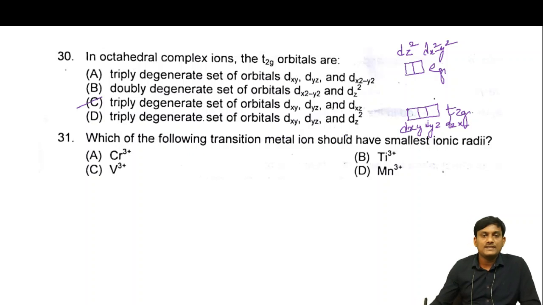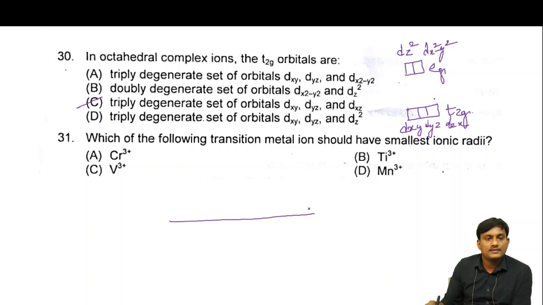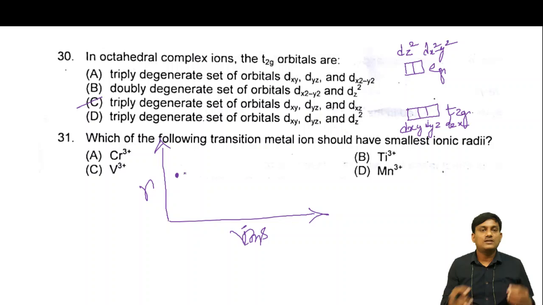Which of the following transition metal ions should have the smallest ionic radius? Suppose if you take the radius, and these are the ions. For scandium 3 plus, from left to right in the periodic table, there is a decrease in ionic radii. So from scandium 3 plus to titanium 3 plus there is a decrease, and vanadium 3 plus there is a decrease, and chromium 3 plus there is a decrease.